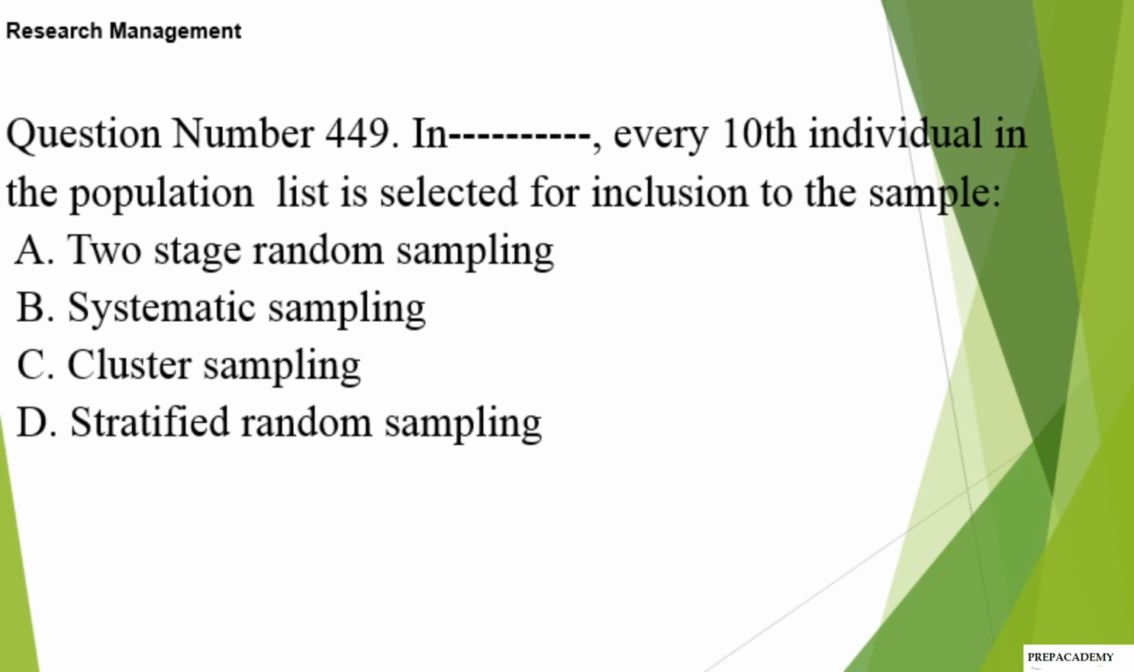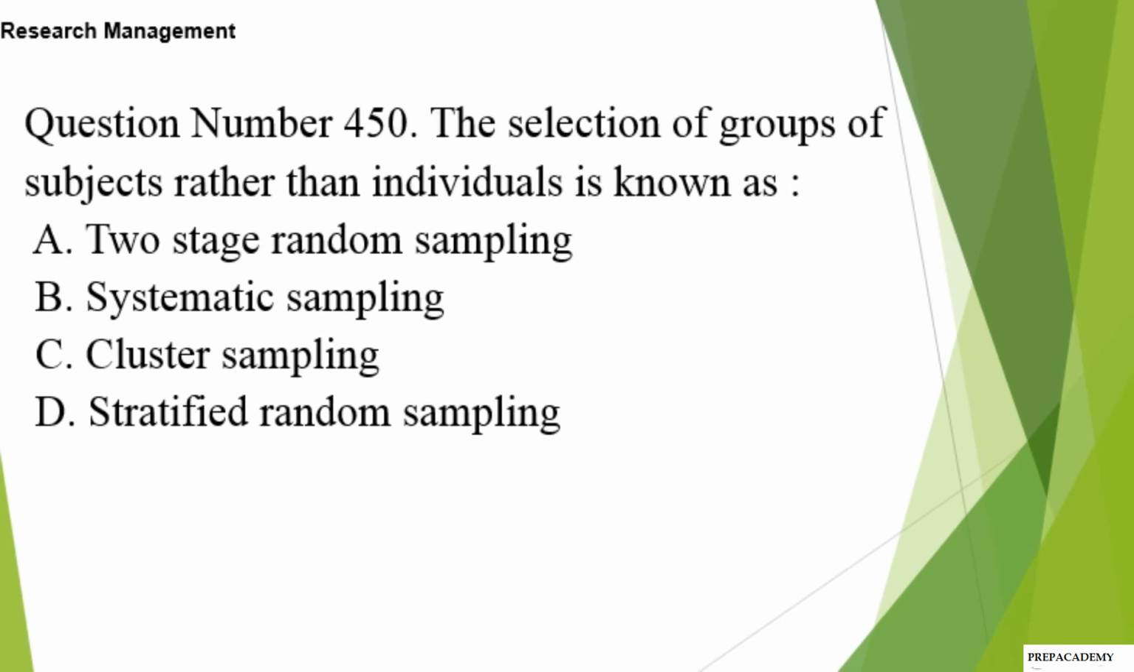Systematic sampling. Question number 450. The selection of groups of subjects rather than individuals is known as A. Two-stage random sampling, B. Systematic sampling, C. Cluster sampling, D. Stratified random sampling. The correct answer is option C.